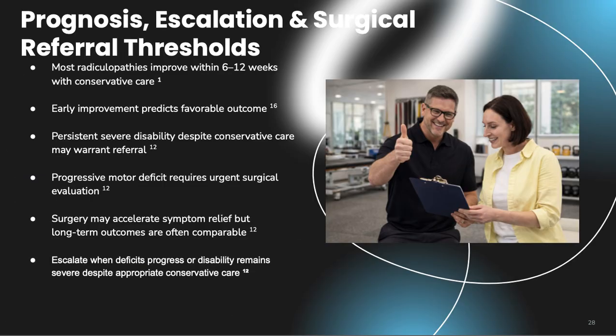Finally, here, as you can see, the therapist is giving a big thumbs up because they have really achieved their goals. Understanding prognosis informs escalation decisions, okay? So with a lumbar radiculopathy, they generally get better over time. Early improvement is associated with favorable outcomes. So your goal is to hit it hard and hit it early in the beginning, okay?